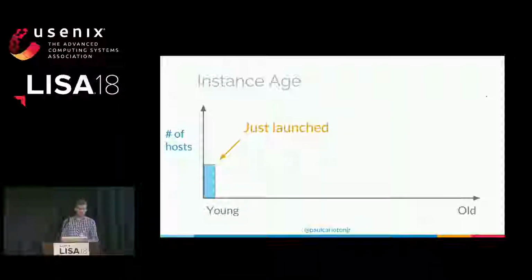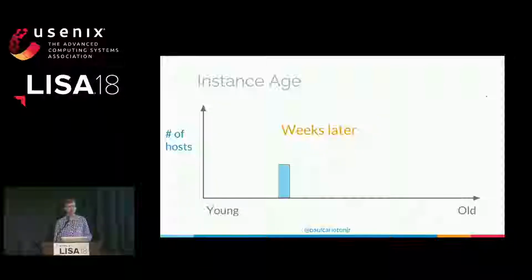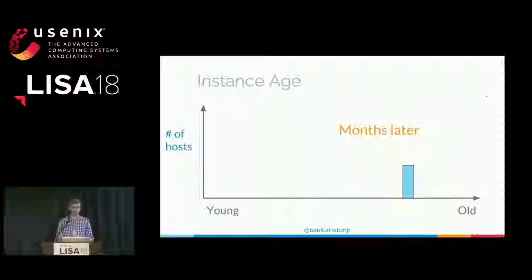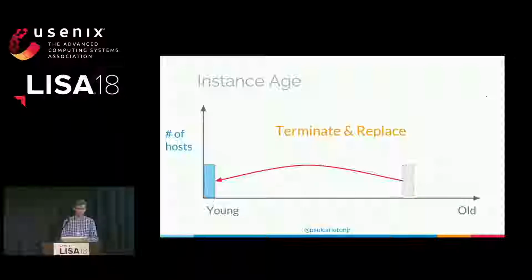So here it is in picture form. We have an instance that's just launched. It's on the left in this sort of young area. And then as time goes on, it scoots over to the right as it gets older, months later. And then eventually we want to terminate this machine and replace it. We have then created a new machine, and that old machine goes away.